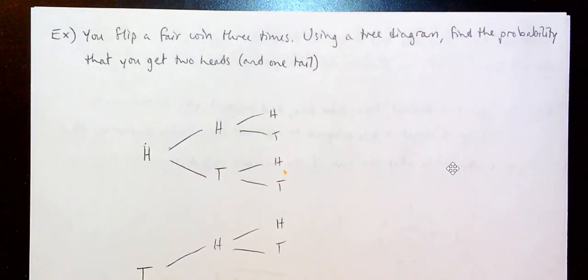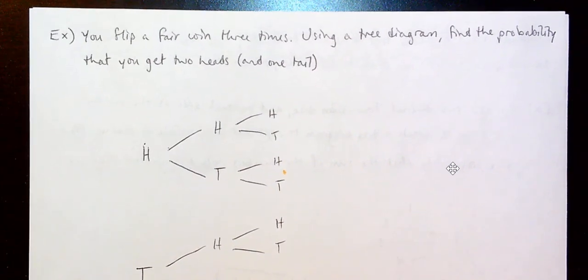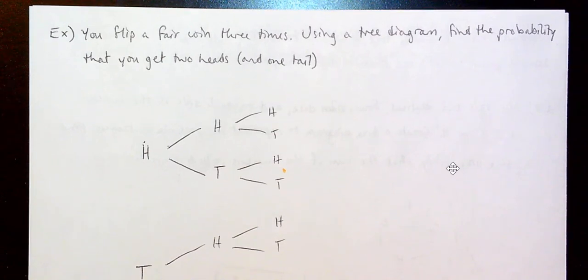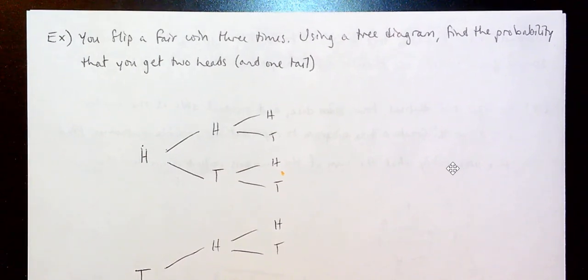So we are trying to find the probability that you get 2 heads and 1 tail. It doesn't matter the order in which you get the 2 heads. It doesn't say that you have to get your 2 heads in the first 2 tosses. We just want 2 heads and 1 tail. So let's figure out how many of these outcomes have 2 heads and 1 tail.